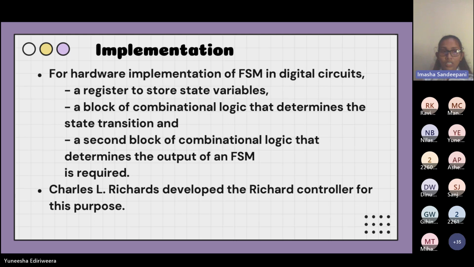Charles L. Richard developed the Richard controller for this purpose. The Richard controller allowed for an easier design of complex finite state machines, and it also made it easier to implement finite state machines with hundreds or even thousands of states. Now, Unisha will explain how the concepts of finite state machines are applied in the real world.